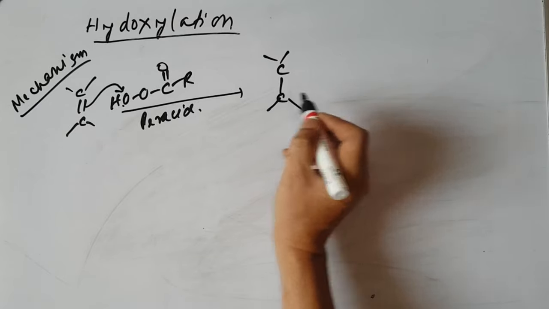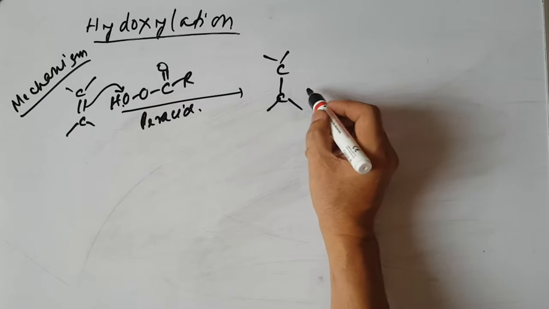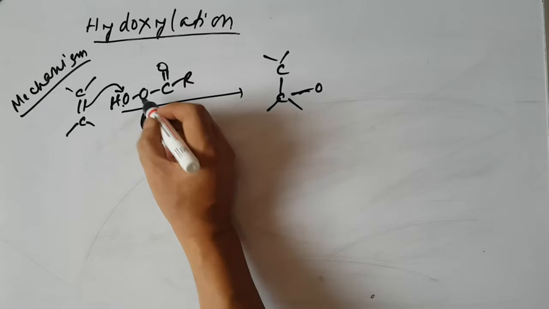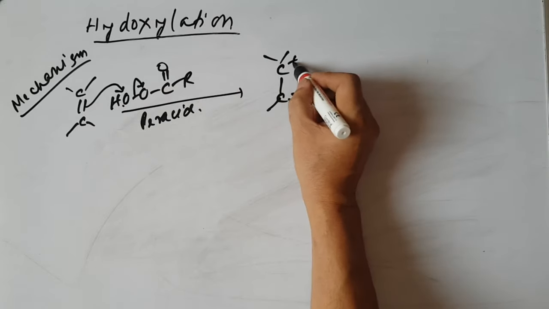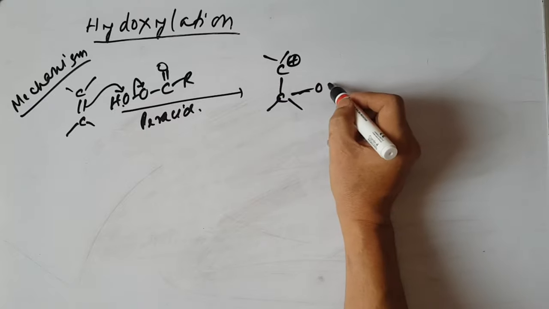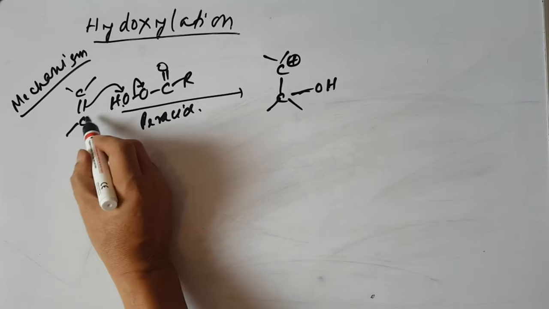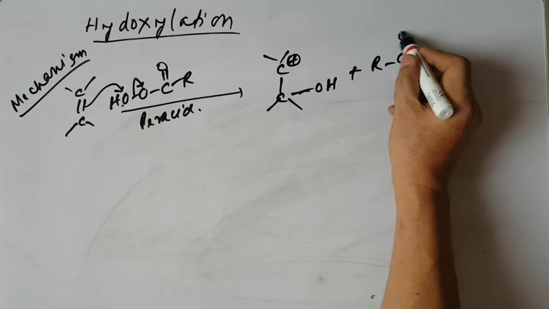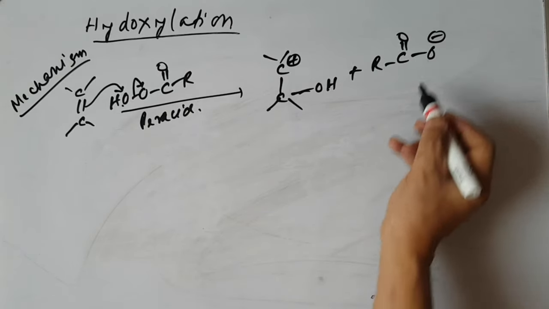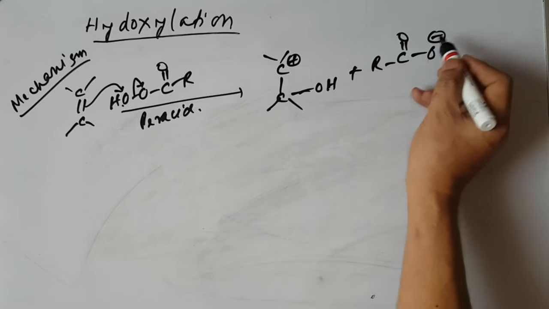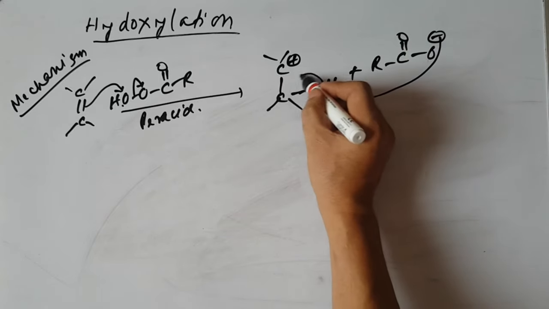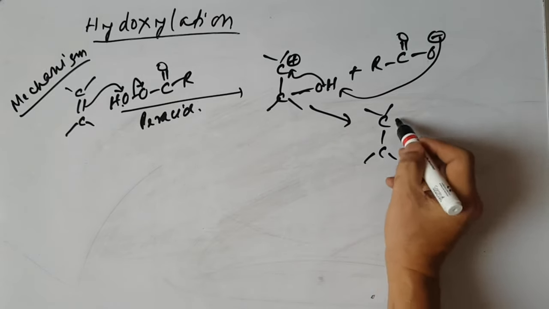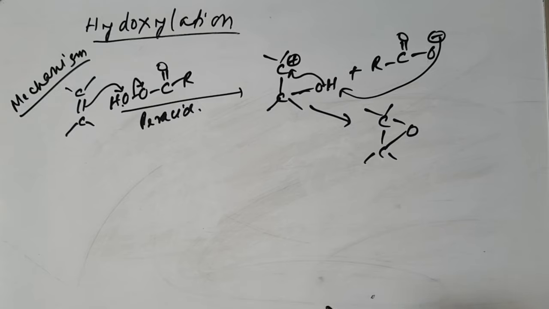Here there is O, and a positive charge here. The alkene first attacks here, the carbonyl, giving O negative. It picks up this proton, so the epoxide is formed. This is the fast formation of the epoxide, and this epoxide can undergo ring opening by reacting with acids or base.